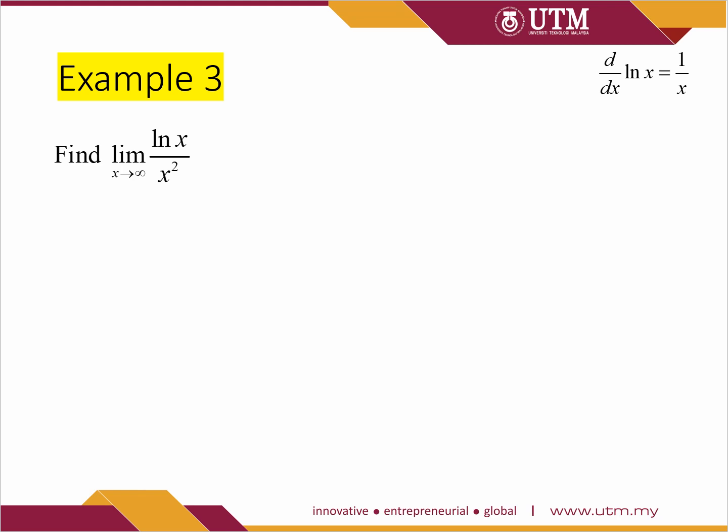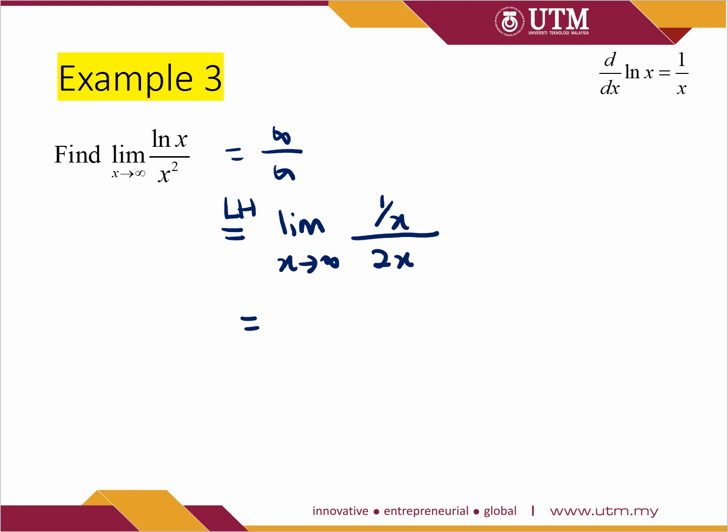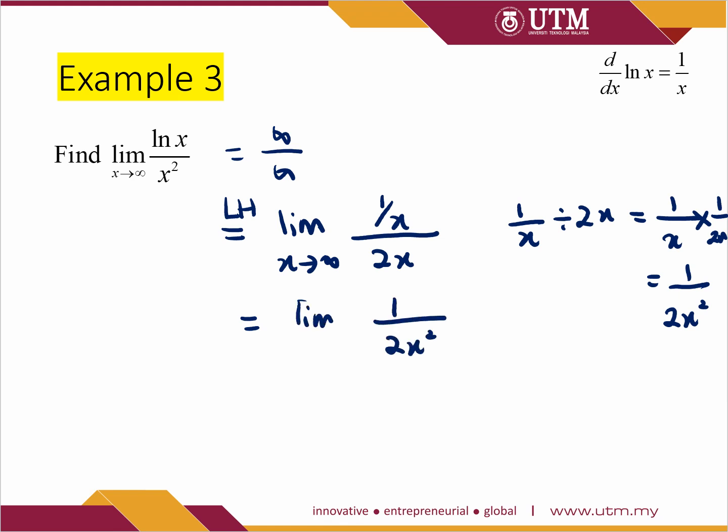Okay, now given that this is in the form of infinity over infinity, what we can do is apply L'Hopital's rule. So when we differentiate ln x, it will be 1 over x. And when we differentiate x squared, it will be 2x, as x approaches infinity. So I just rewrite this as 1 over x divided by 2x. This is equal to 1 over x times 1 over 2x, which is equal to 1 over 2x squared.